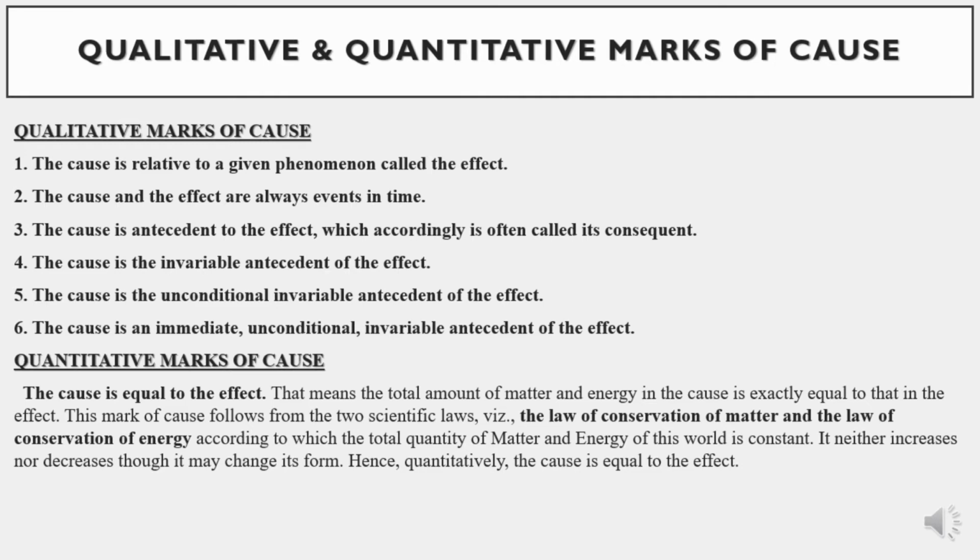Thirdly, the cause is antecedent to the effect, which accordingly is often called its consequent. Fourth, the cause is the invariable antecedent of the effect. And number five, the cause is the unconditional invariable antecedent of the effect. And lastly, the cause is an immediate unconditional invariable antecedent of the effect. So these six are the qualitative marks of cause.